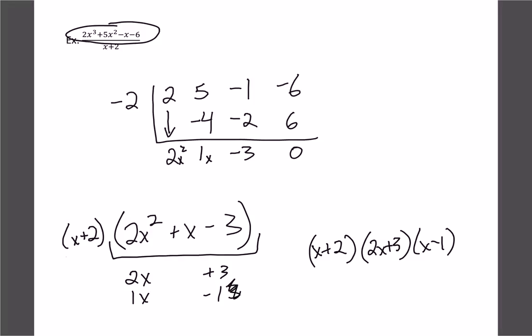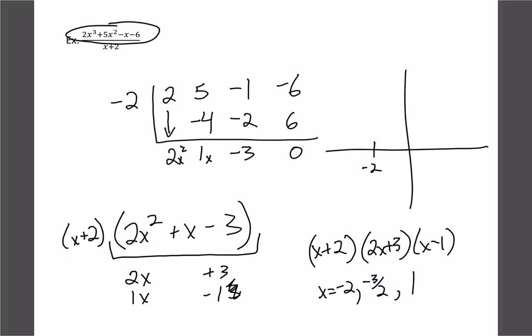Now that we know the factors, we know that our zeros are going to be negative 2. This one will be negative 3 halves, and our last one would be positive 1. So from that, we could actually figure out our graph pretty easily. So we know our zeros are at negative 2, negative 1.5, and at 1. Our original graph was positive 2x cubed, so we know it's going upwards. We've got a y-intercept of negative 6, and that's it.